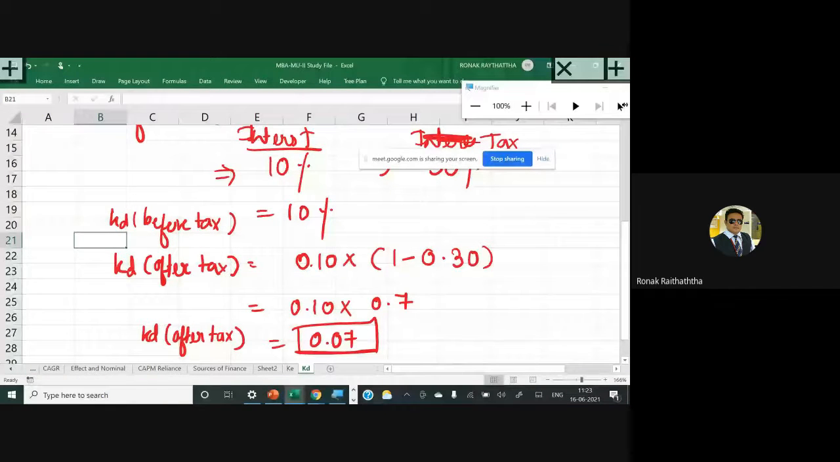I hope everyone has got this. So please write it as a question: if the interest is 10 percent and the tax rate is 30 percent, what is KD before tax and KD after tax? Please do it. I'm giving you 1 minute uninterrupted.